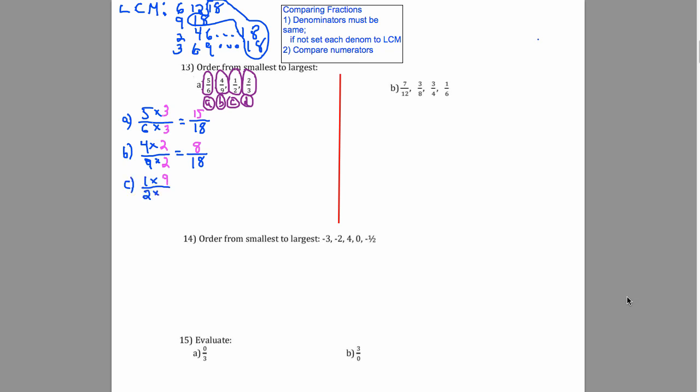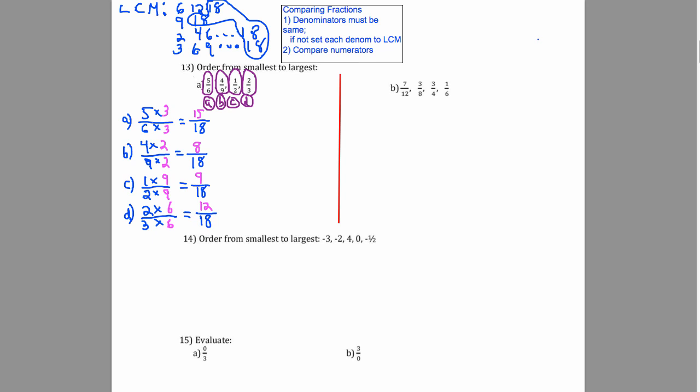And similarly, I'll do C. 1/2, I multiply 2 times 9 to give me the 18. So I multiply 1 times 9. And finally, I'll multiply the 3 times 6. That's what I need to get 18, and therefore I multiply 2 times 6 to get 12. So I now have my 4 equivalent fractions.